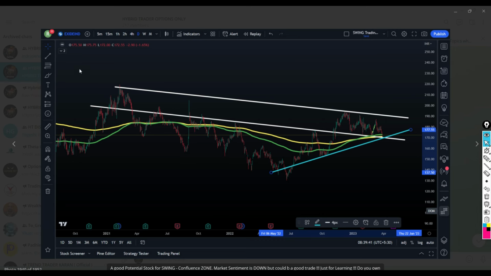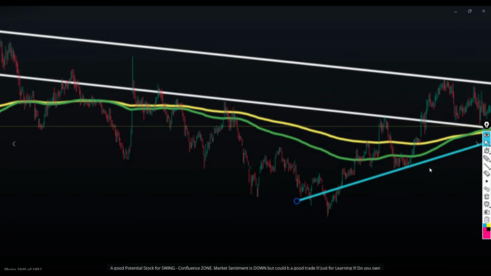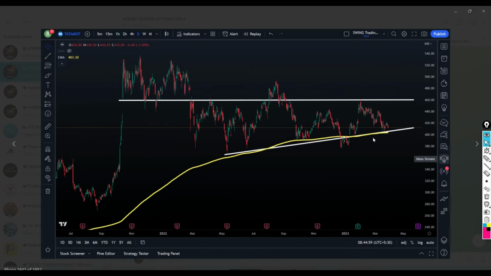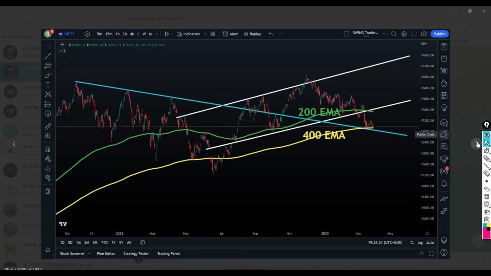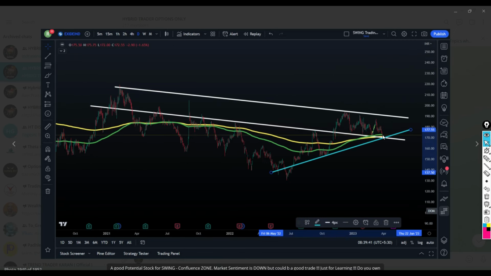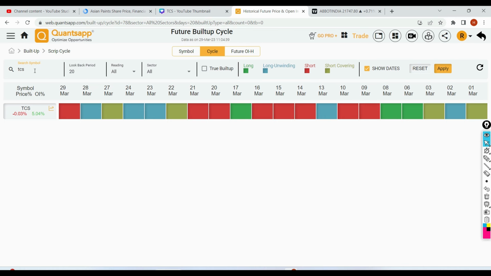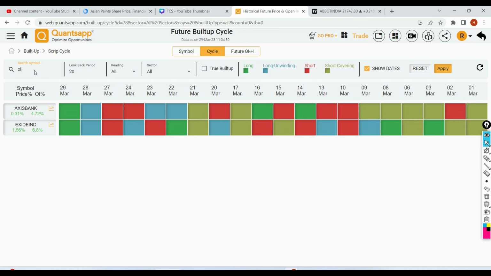All right. So I said, Exide, based on my price action, is at a very strong support. Let me zoom this. Exide is at a very strong support, taking the support of my 200 moving average, my white color dynamic trend line, sorry guys. So I said this stock has potential to go up, and this is my price action. Then I went to this Concept tool, and let's say Exide India.